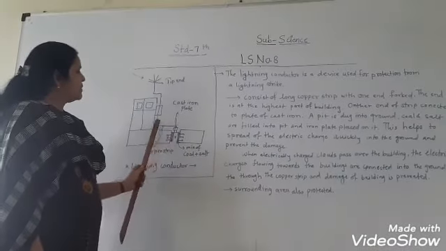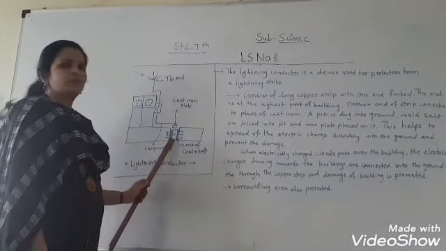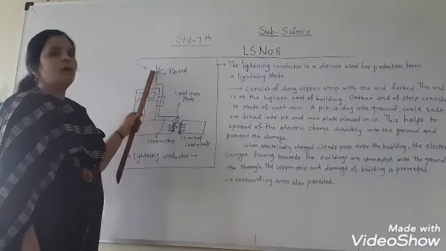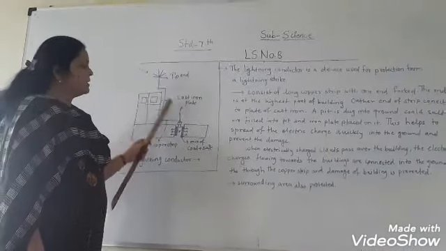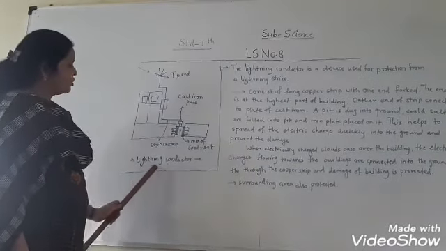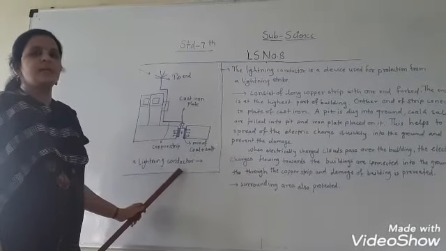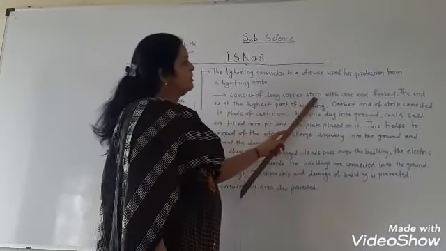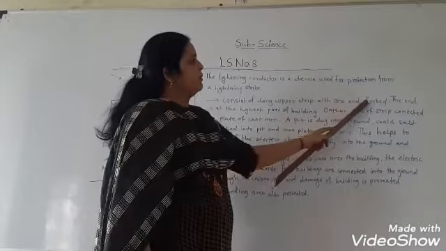Here one part of this copper strip is joined to the end of the building and one part is above the building. Did you see this? In this way the construction of the lightning conductor is done. Now see, it consists of a long strip and one end of fork.